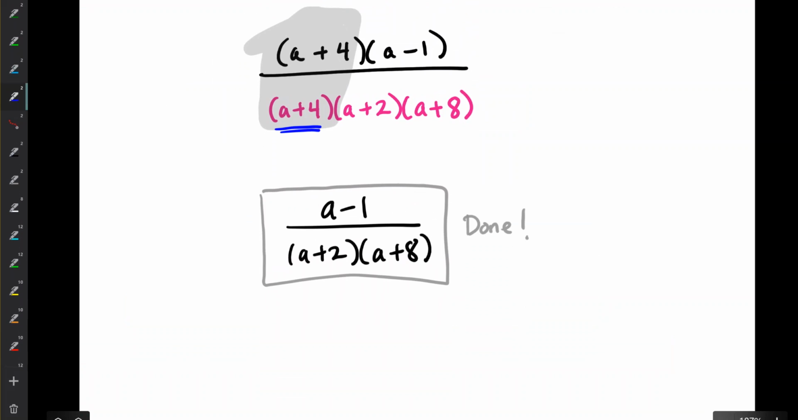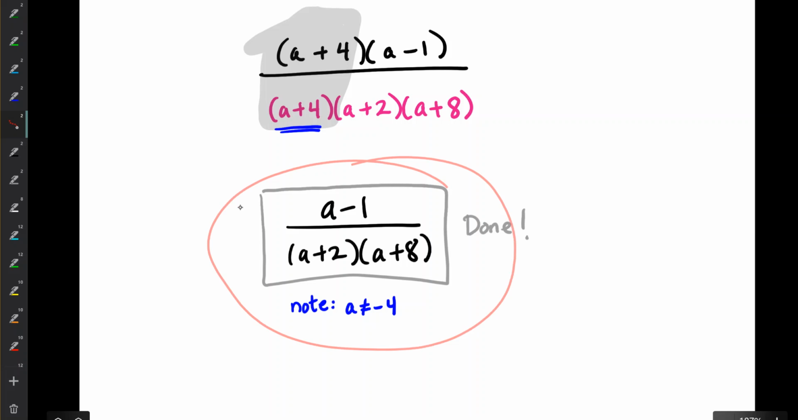Okay, and just for the heck of it, for future classes, notice that this a plus 4 factor, once we removed it, it's not obvious to the reader that a can't be minus 4. If a was minus 4 here, we'd have a minus 4 plus 4, which is 0. 0 times anything is 0. I'd have a 0 in the denominator. So for future classes, you'll go ahead and say, note, a can't be minus 4, because that's not clear when I'm just looking at the answer. Excellent.